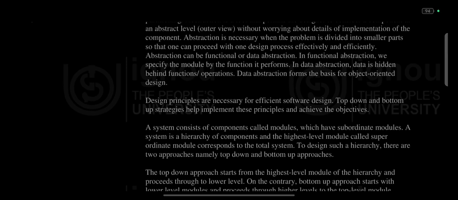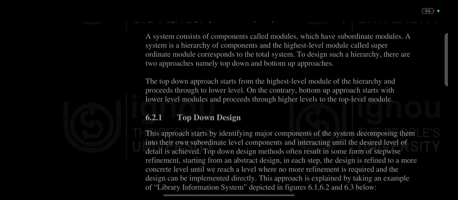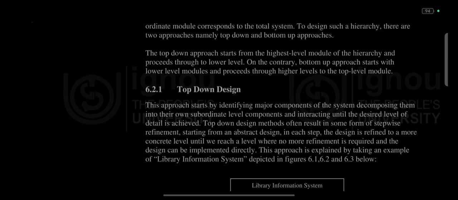A system consists of components called modules, which have subordinate modules. A system is a hierarchy of components, and the highest level module, called superordinate module, corresponds to the total system. To design such a hierarchy, there are two approaches, namely top down and bottom up approaches. The top down approach starts from the highest level module of the hierarchy and proceeds through to lower level. On the contrary, bottom up approach starts with lower level modules and proceeds through higher levels to the top level module.